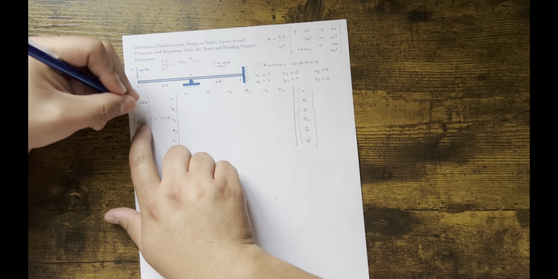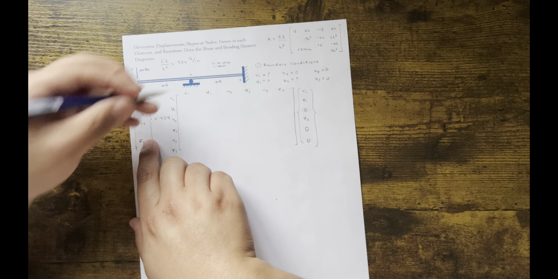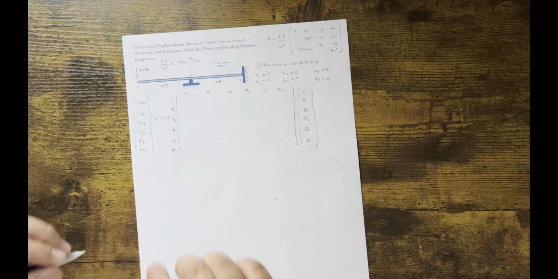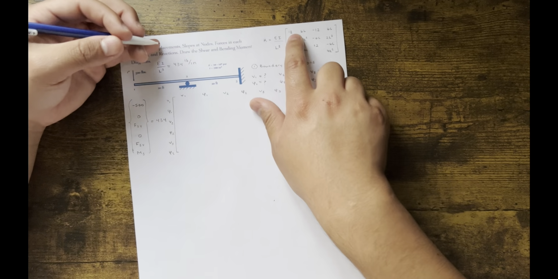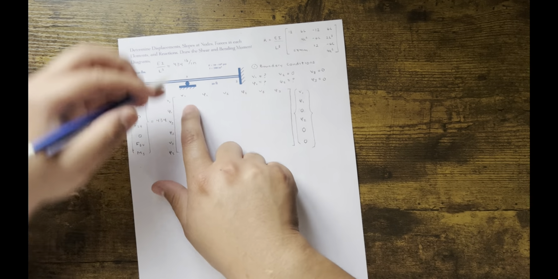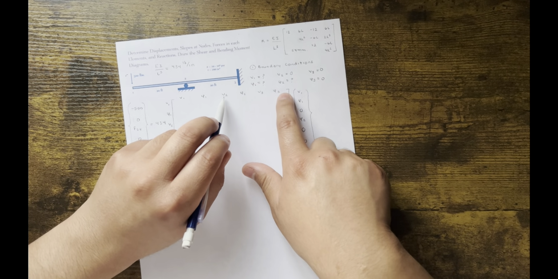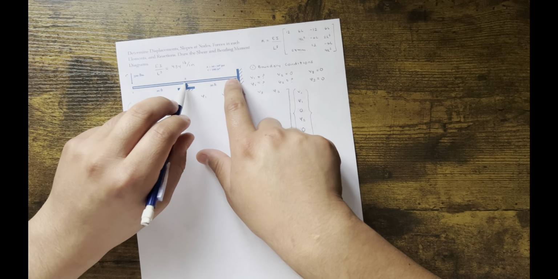M1, there's 0 moment being applied, so that's 0. And then M2, there's 0 moment being applied, so that's 0. So let's go ahead and insert the stiffness matrix for beams 1 through 2, and then 2 to 3, right? Because 1 to 2, 2 to 3.